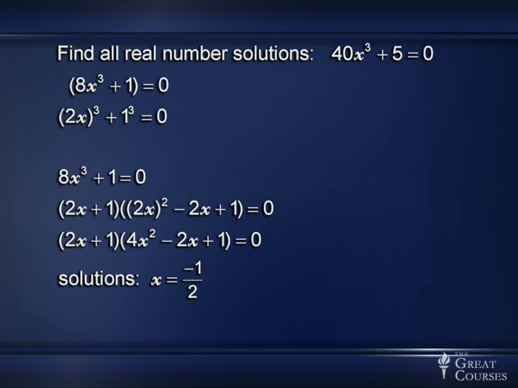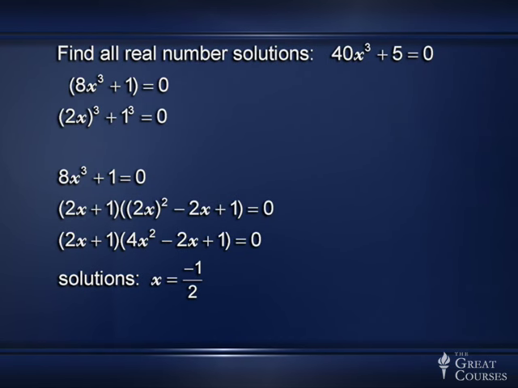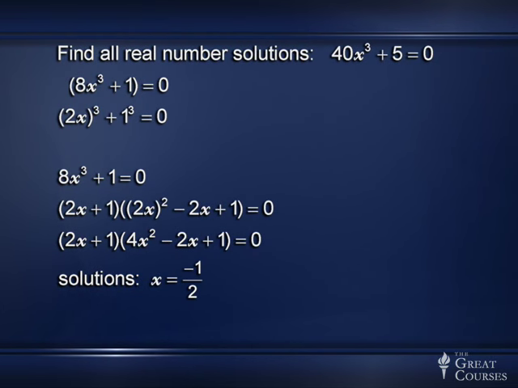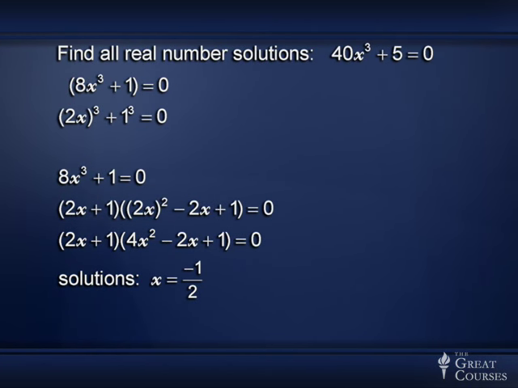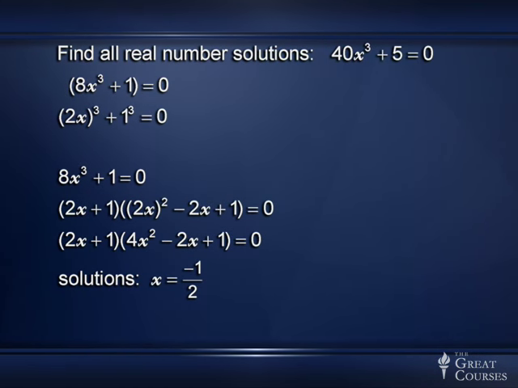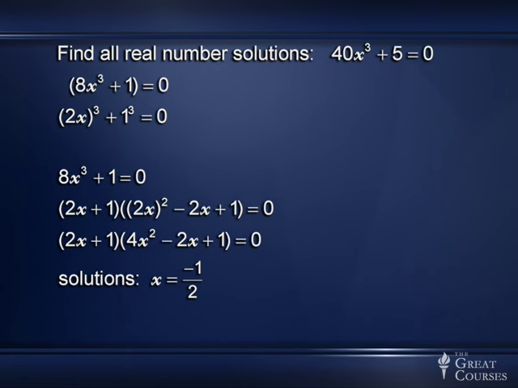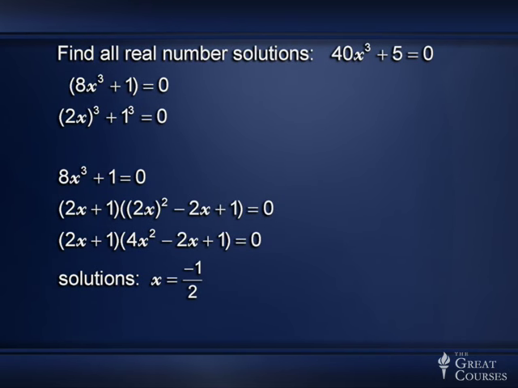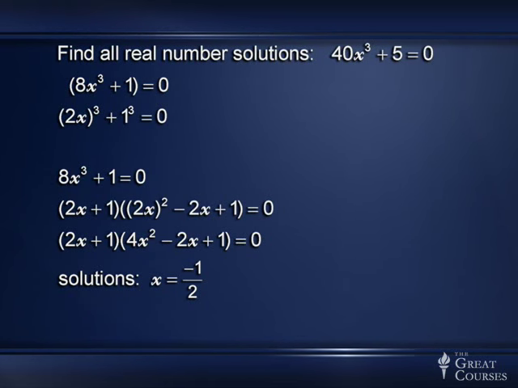What about the quadratic part, the 4x squared minus 2x plus 1 equals 0? Well, you can again apply the quadratic formula just like I did in the previous example, and you're going to find that the solutions will be complex. Again, that's because the discriminant is going to be negative. The part under the square root symbol in the quadratic formula will be negative, and therefore, that will not provide you with any real number solutions. And that means there's only one real number solution, x equals negative 1/2. And that came from the 2x plus 1 term that we had out in front.